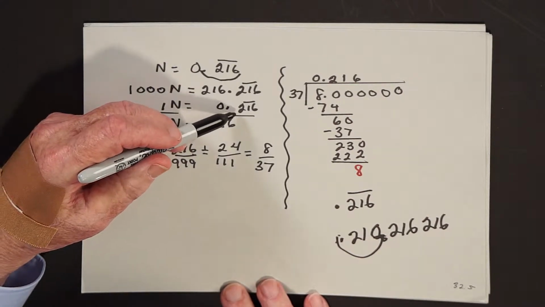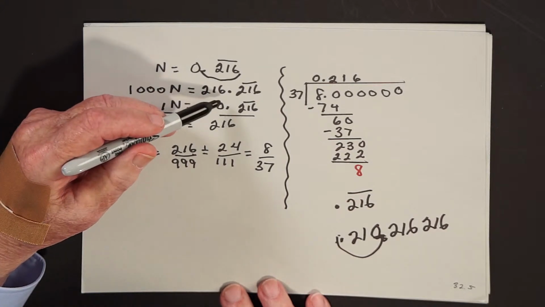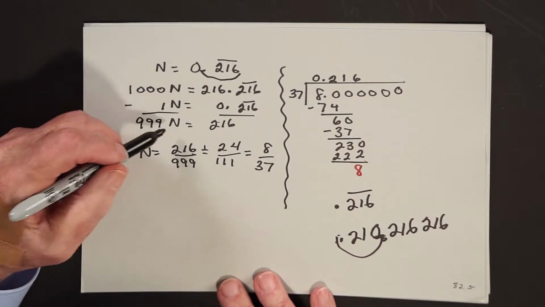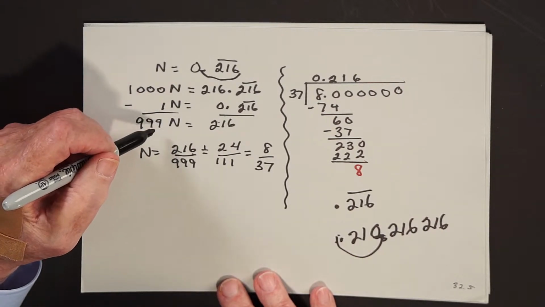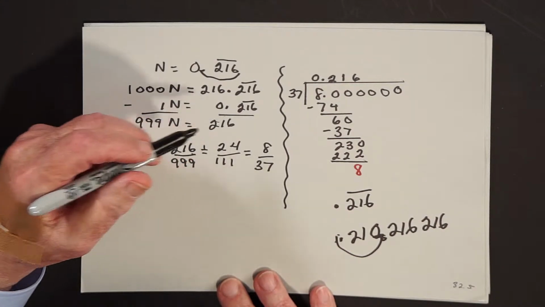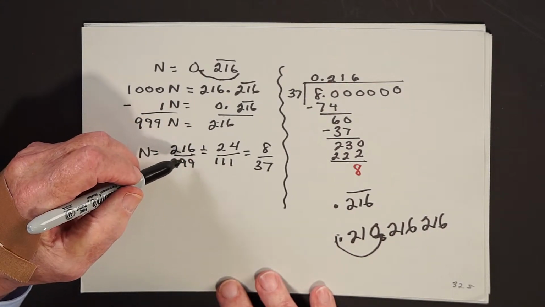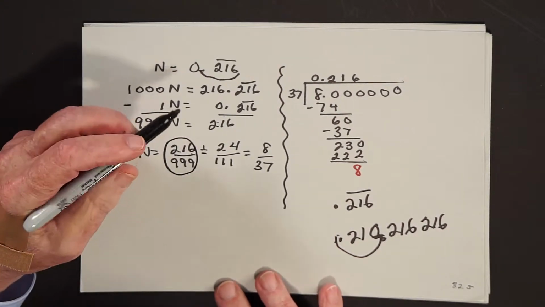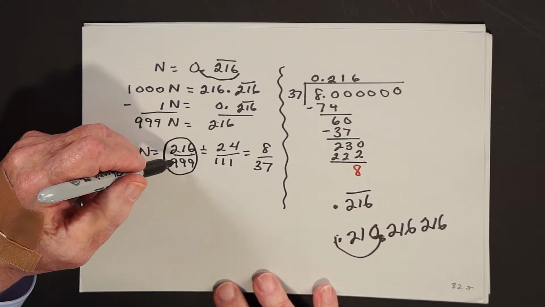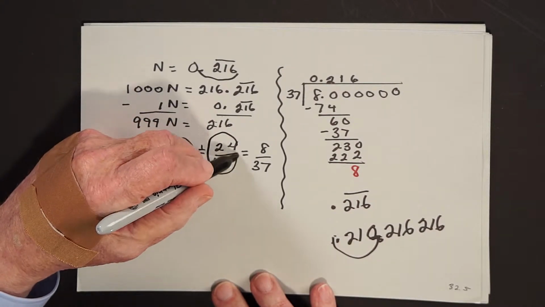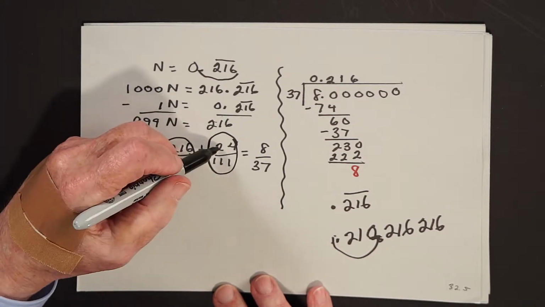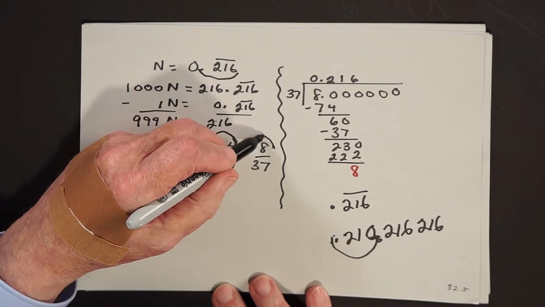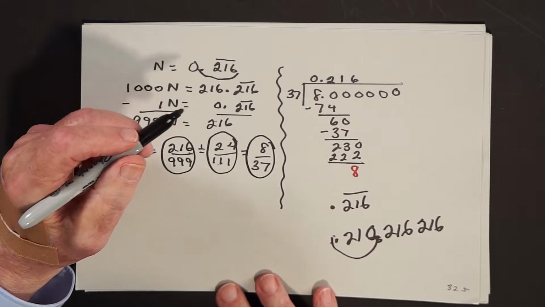I subtract 0.216 endlessly from 216.216 endlessly. I have 216 left. So n is the number which, when multiplied by 999, gives you 216, which means as a fraction, it's 216 over 999, which, by the way, is one correct answer, but the numerator and denominator are both divisible by 9. So I could have reduced the fraction to 24 over 111. 24 and 111 are both divisible by 3. So I could have reduced the fraction into lowest terms to get 8 37ths.